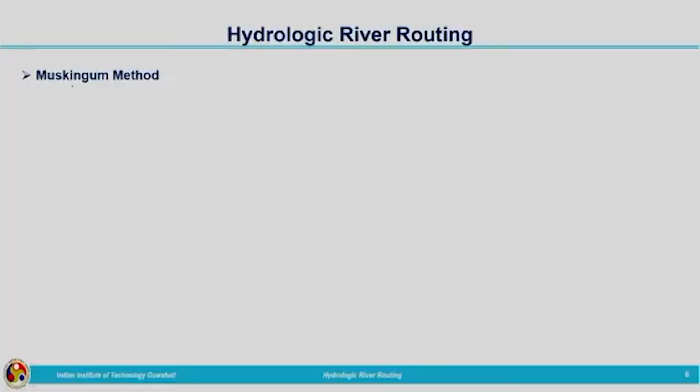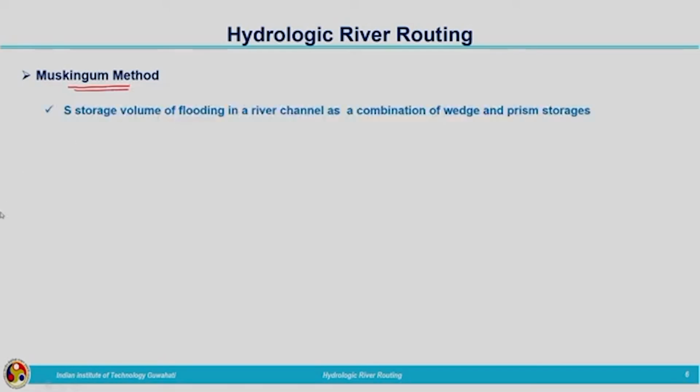Different river routing techniques are there, but here we are going to discuss Muskingum river flow routing. Muskingum is the name of the river in the United States. In this method, the storage volume of flooding in a river channel is considered as a combination of wedge and prism storages. That is, here in this case we are considering the storage function as a variable storage function. On the other hand, in the case of reservoir routing, that is in the case of level pool routing, we were making use of the invariable storage function, which was a function of outflow.